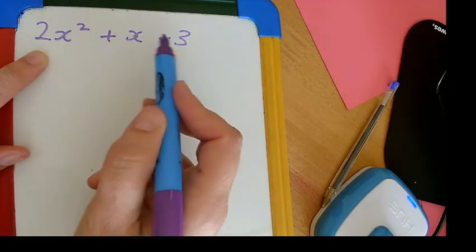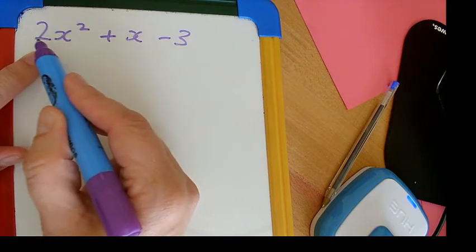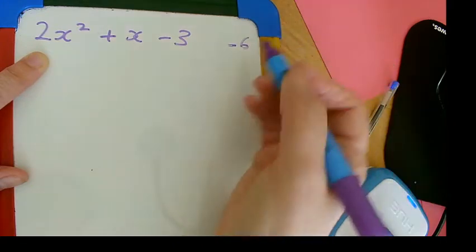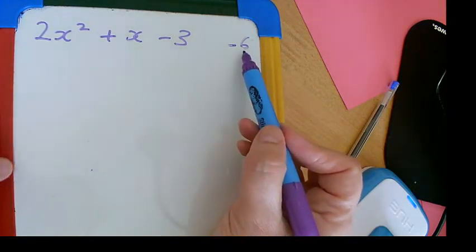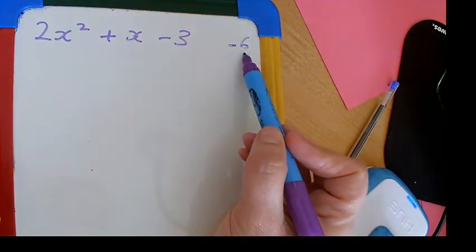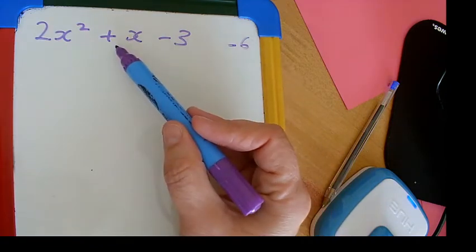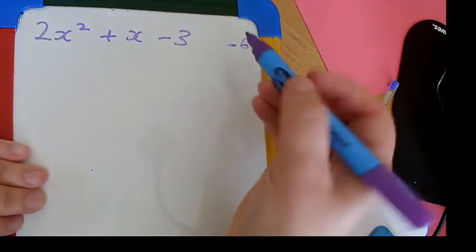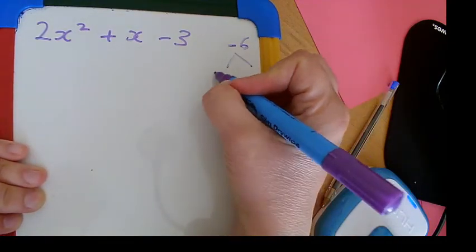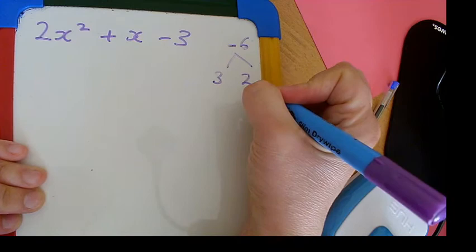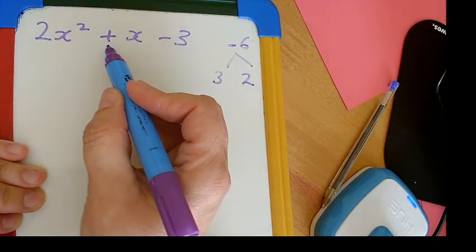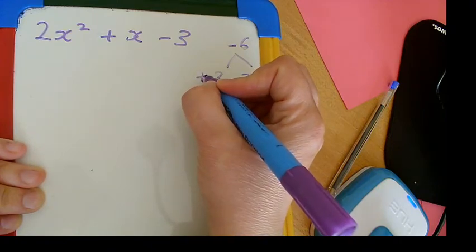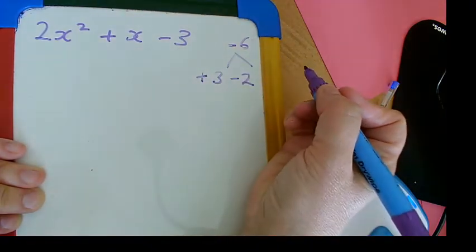I'm going to multiply these two together. Well, 2 times minus 3 is minus 6. What times what gives me 6 that subtracts to give me 1? Well, I've got 6 and 1 or 3 and 2. Hopefully you're starting to spot that I'll need a 3 and a 2. I want it to be a plus 1. Remember there's an invisible 1 here, which means I need a plus 3 and a minus 2.